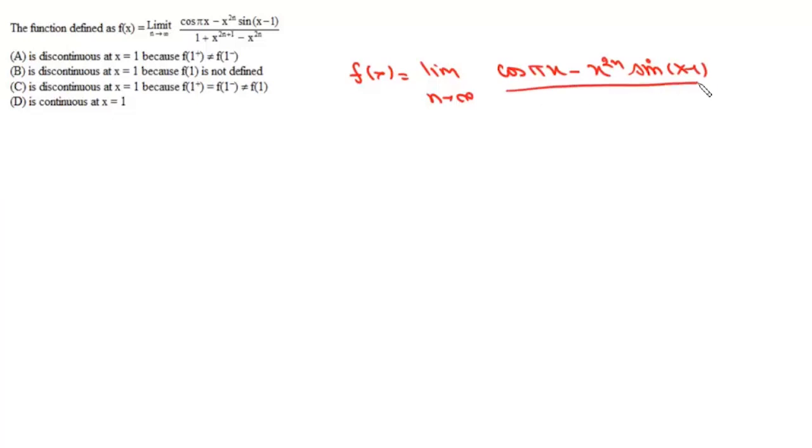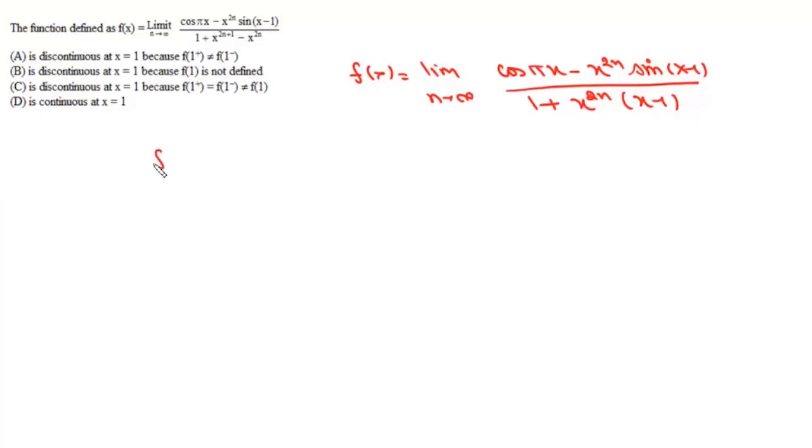Now here is the question. We are given this function f(x), which is defined as this limit, n tends to infinite, of (cos πx − x^(2n) sin(x − 1)) upon (1 + x^(2n)), which we will take common, into (x − 1).